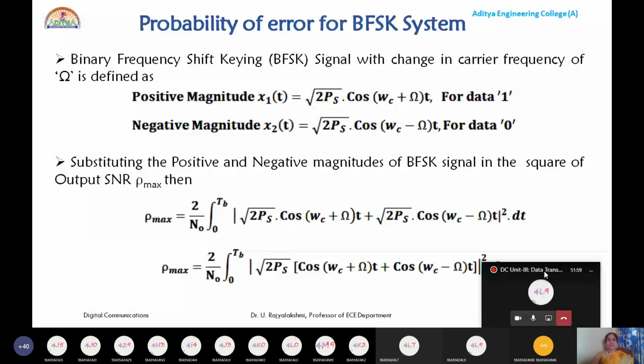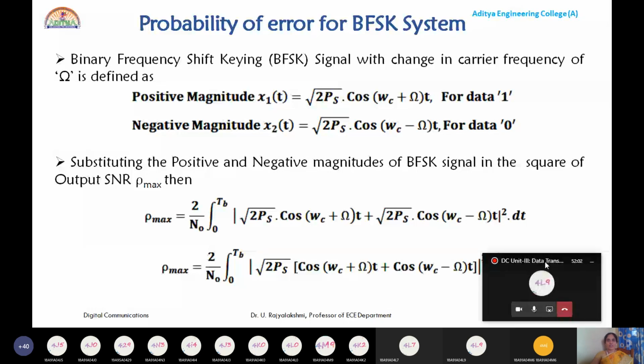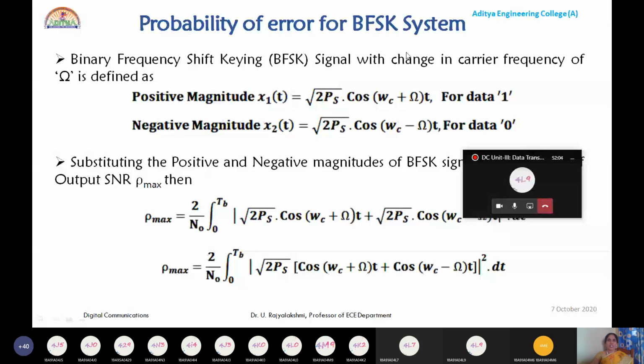And another thing is, other than this BFSK, we need to calculate the probability of error for QPSK. With this, almost, we can conclude our chapter.